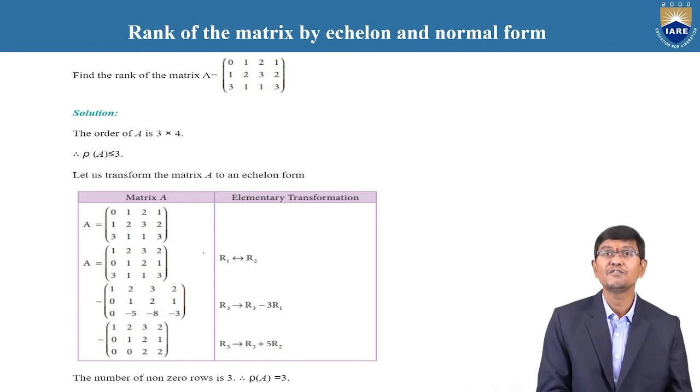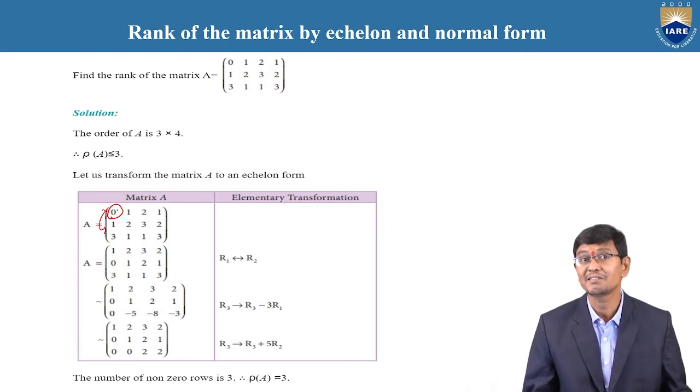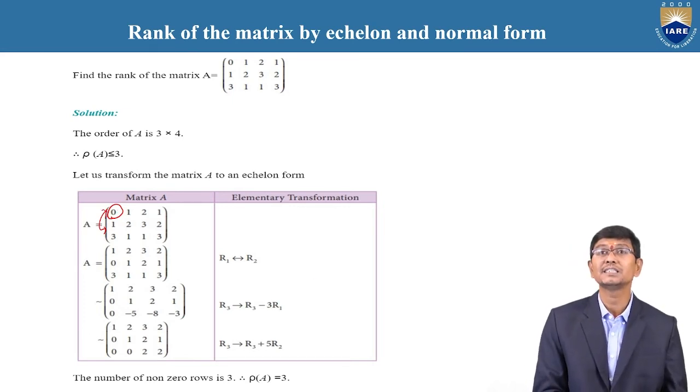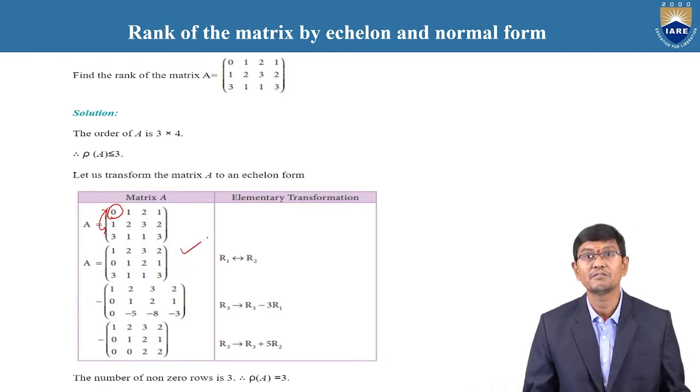To find the rank of the matrix, we compulsorily need the first row, first column element to be 1. For that reason, first of all, we interchange R1 and R2. After interchanging R1 and R2, the matrix is reduced to 1, 2, 3, 2 and 0, 1, 2, 1 and 3, 1, 1, 3.